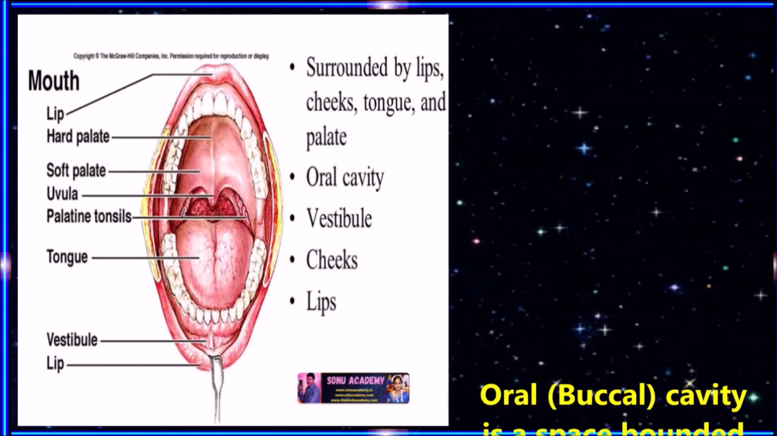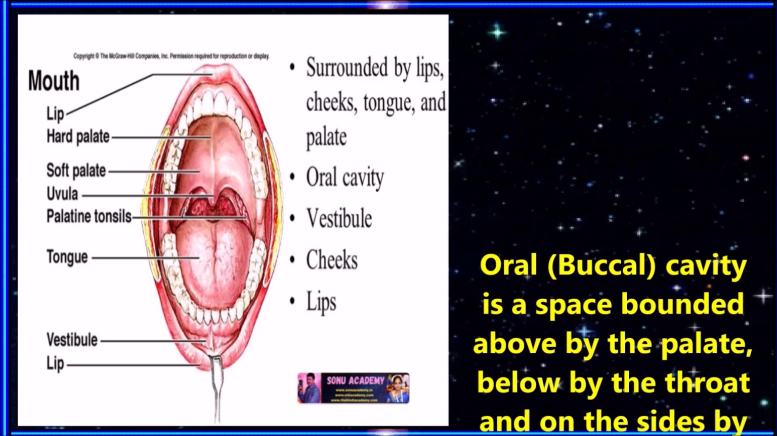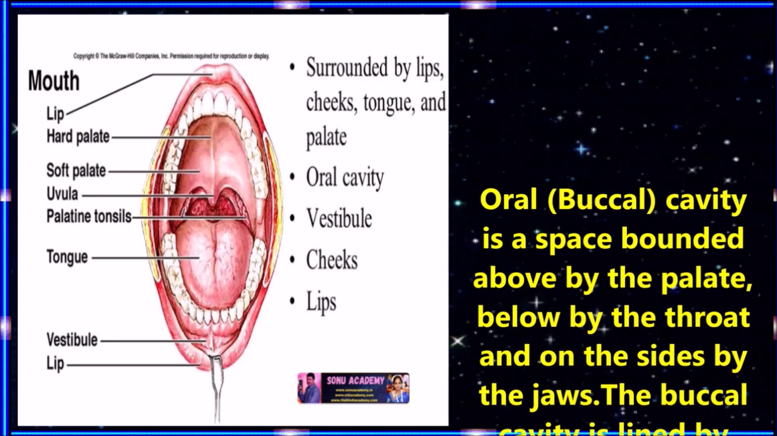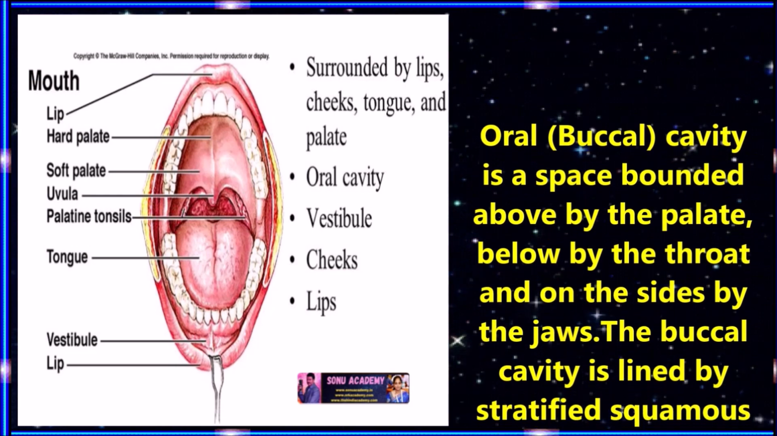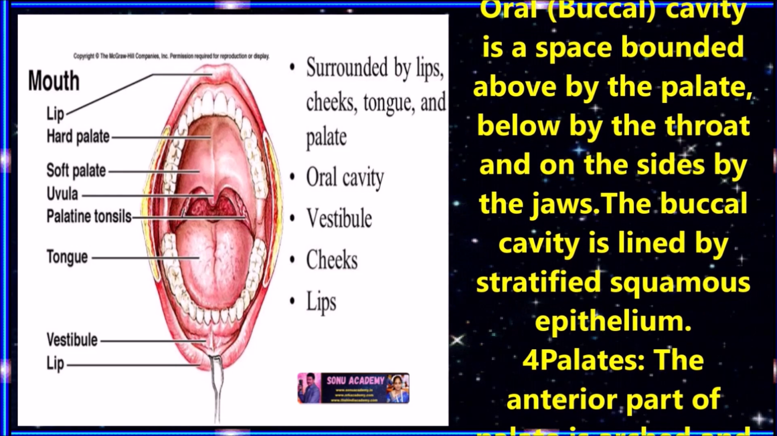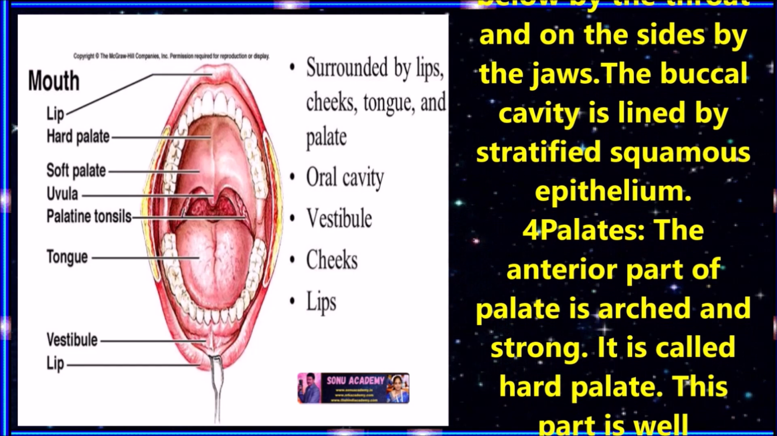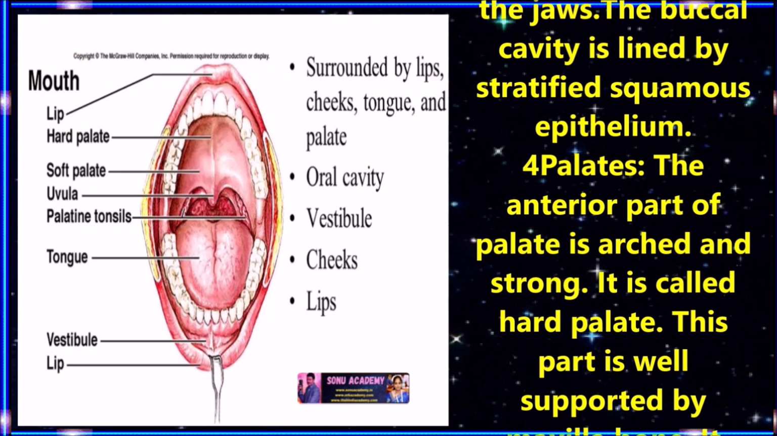Children, now let us discuss about oral cavity, which we can call as buccal cavity also. Oral cavity is a space bounded above by the palate, below by the throat, on the sides by the jaws. The buccal cavity is lined by stratified squamous epithelium. There are 2 palates present in the oral cavity. Let us discuss about this.